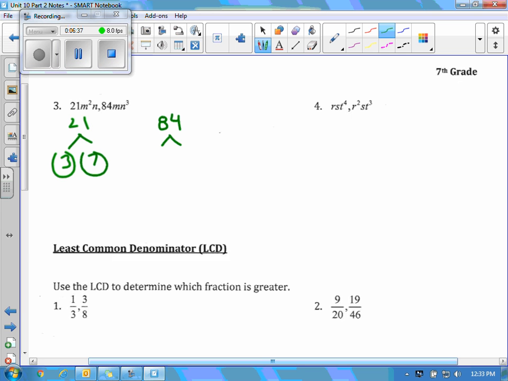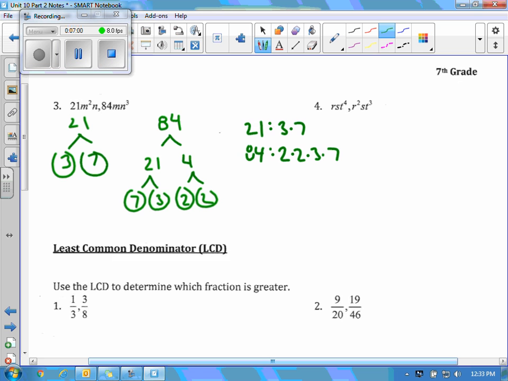For 84, I can split that into 21 and 4. 21 I'll split into 7 and 3. 4 I'll split into 2 and 2. And I'll leave the variables for the end. So for 21, I'm going to write out my factors. That's 3 times 7. For 84, that's going to be 2 times 2 times 3 times 7.